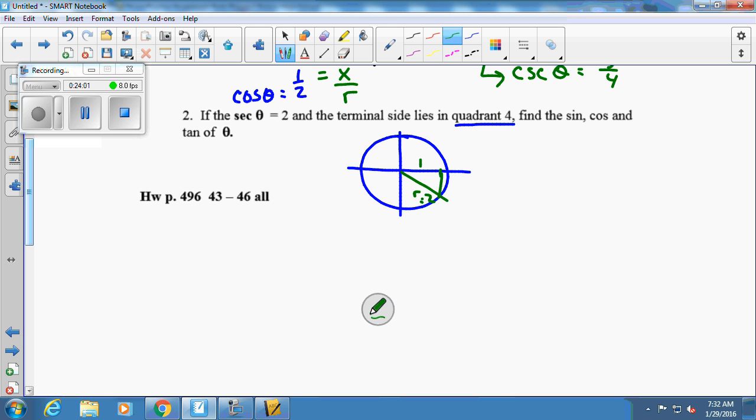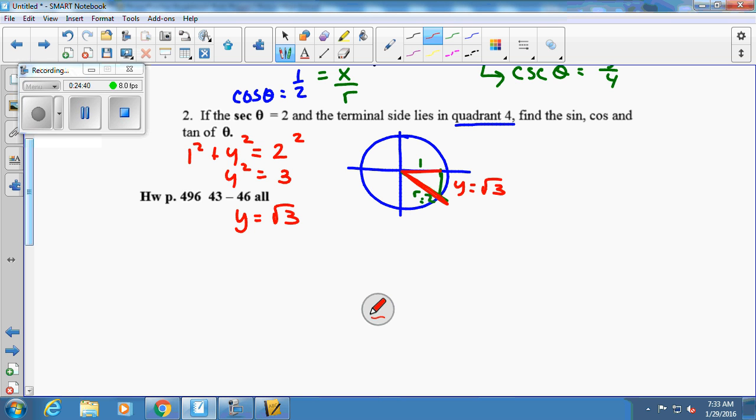Who do I need to find so I can complete this? Let's see. Do I know x? Do I know the radius? Who else do I need to know so I can find all those relationships? I need to find y. How do I find y? Well, 1 squared plus y squared equals 2 squared, Pythagorean. Y squared equals 4 minus 1 is 3, so y equals the square root of 3.